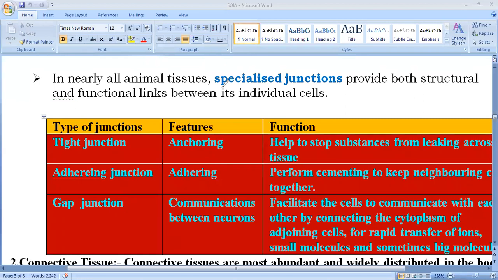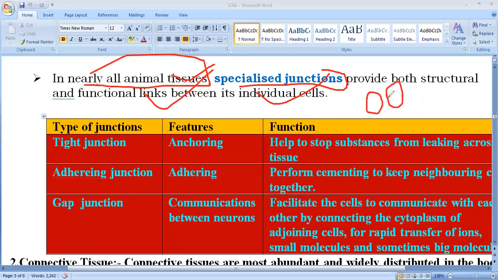First of all, listen to what I've given. In nearly all animal tissue, specialized junctions provide both structural and functional links between individual cells. What is the meaning of this statement? What is it explaining? You can see here, this is one cell and this is another cell, and these cells are linked structurally and functionally.